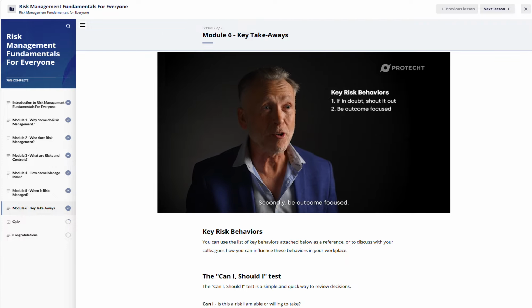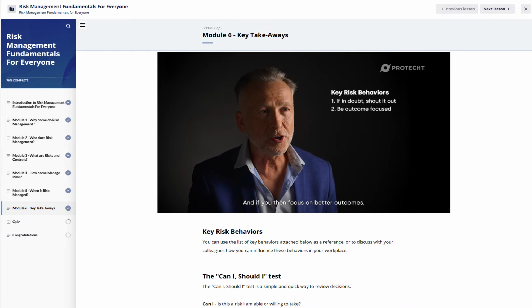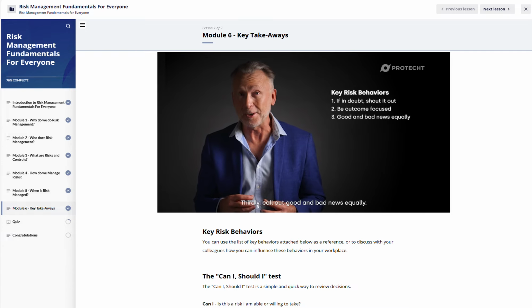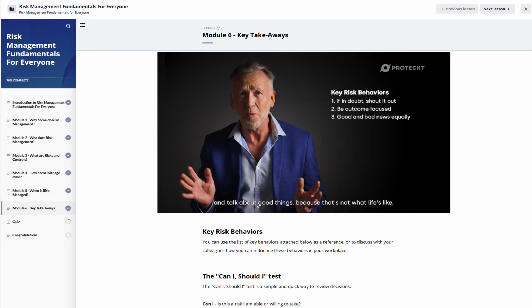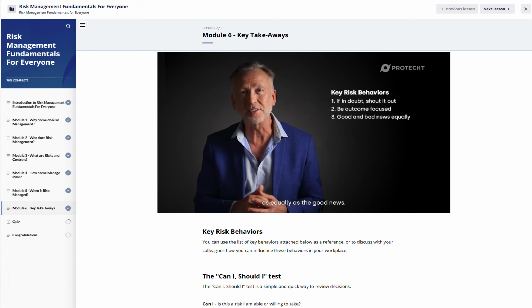Secondly, be outcome focused. Whenever you talk about risk and manage risk, think about the outcome to which it's relating to. And if you then focus on better outcomes, I'm sure you'll be more motivated. Thirdly, call out good and bad news equally. Don't be one of those people that is only willing to speak up and talk about good things, because that's not what life's like. You also need to call out the bad news as equally as the good news. The bad news often containing a lot of risk information.